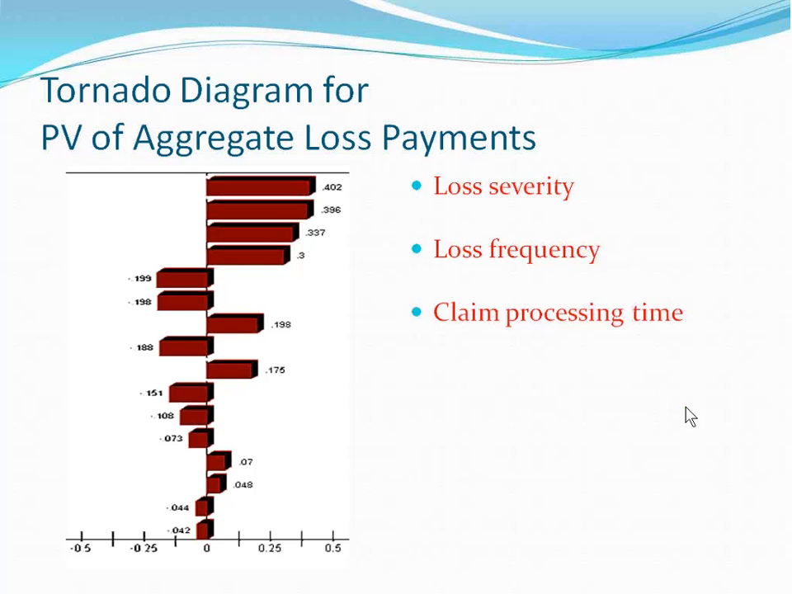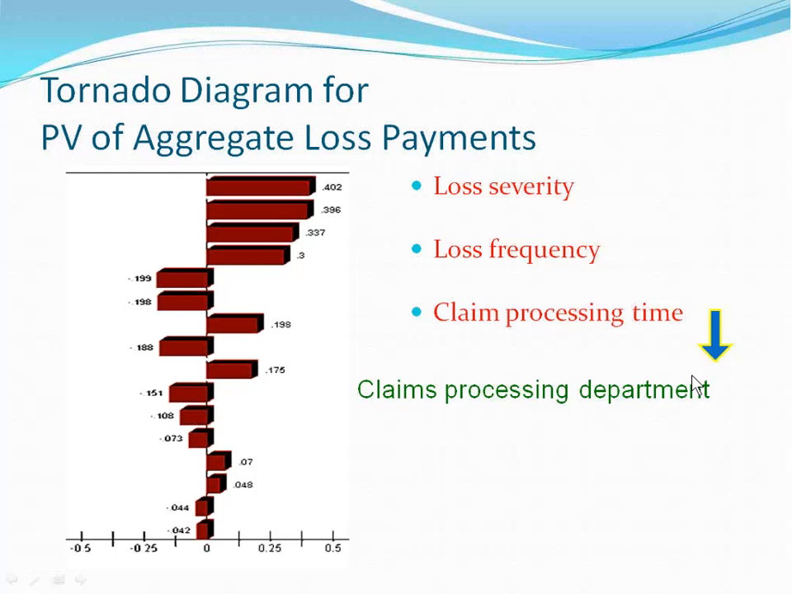Another important factor is claim processing time. In this case, the claims processing department may have ideas about how to manage this. Of course, we don't want to delay processing simply to reduce the present value of aggregate loss payments.